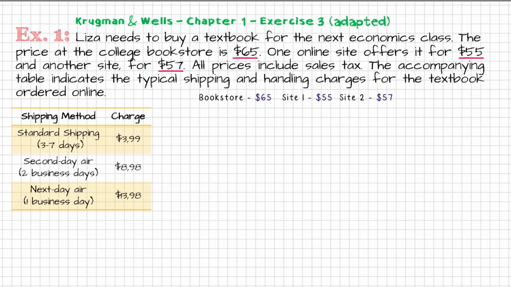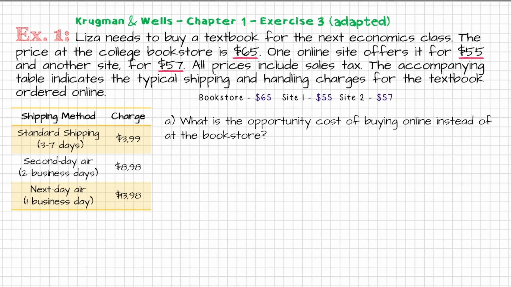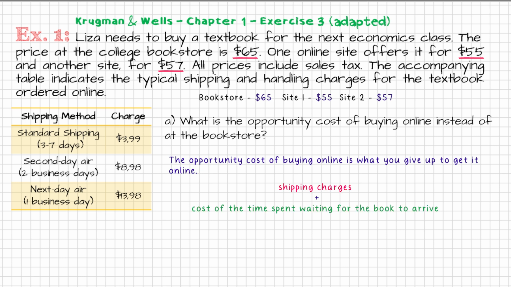The table below shows the shipping costs for textbooks bought online. Let's start with letter A. What is the opportunity cost of buying online instead of at the bookstore? The opportunity cost of buying online is what you give up to get it online. So it will be the shipping charges, the cost of the time spent waiting for the book to arrive, and the price difference. The online price minus the bookstore price. Yes, we need to take into account how much she saved or paid more by buying online.